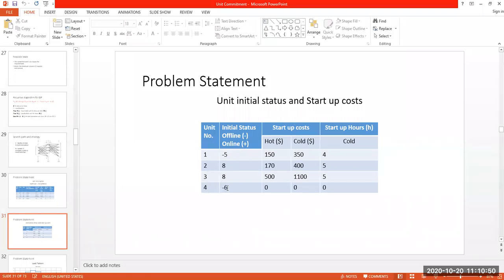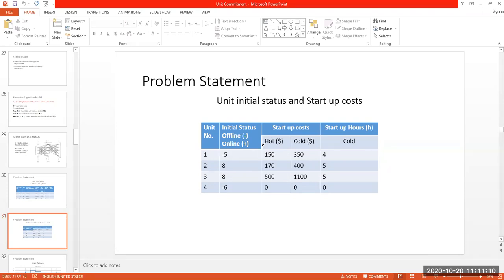Unit 4 is off for the last 6 hours, whereas unit 2 and 3 have been running, have been supplying power, have been committed for the last 8 hours. So plus means they are running, minus means they are off for this many hours. Then you have the startup costs.